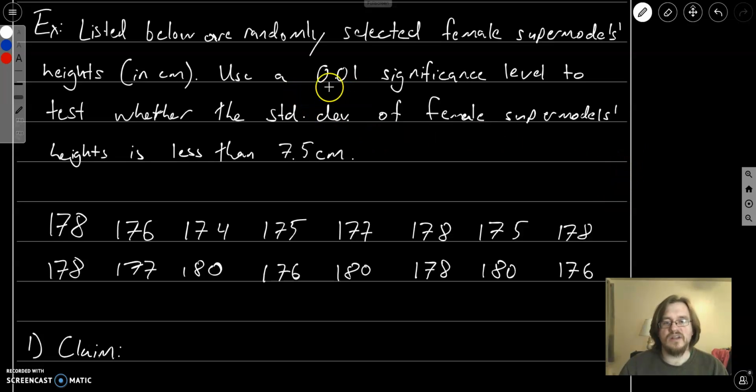So what they want to do is test whether or not the standard deviation of female supermodels' heights is less than the world average, which would be about 7.5, or maybe this is just the American average. But in either case, because they tend to be taller, maybe they tend to be closer in height to one another, which would mean a smaller standard deviation. So this is what we want to test. Using a 0.01 significance level, do female supermodels' heights vary less than, let's say, American females' heights? So is the standard deviation less than 7.5?